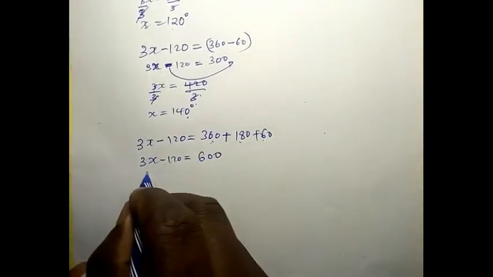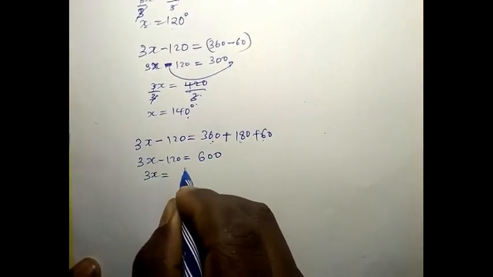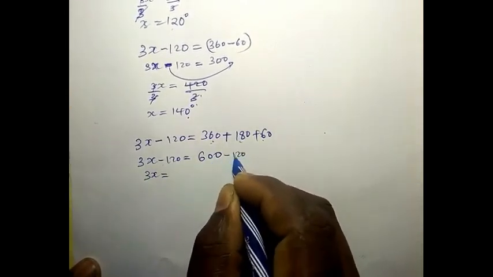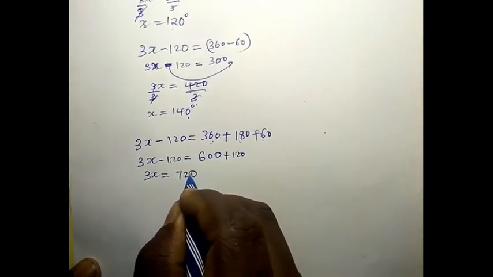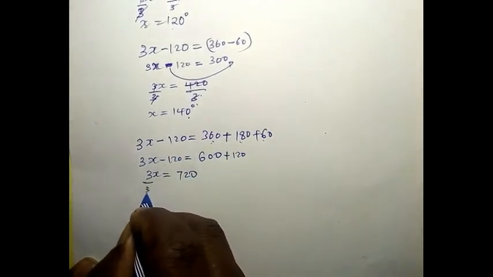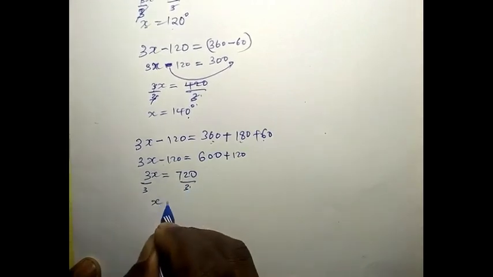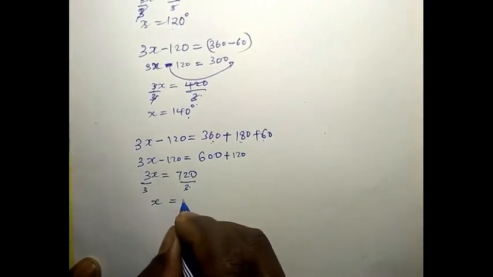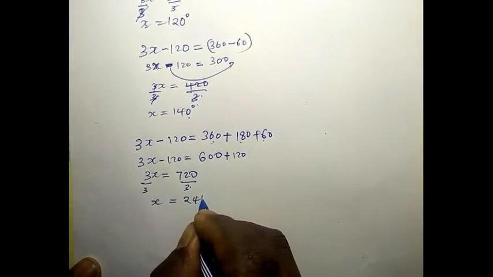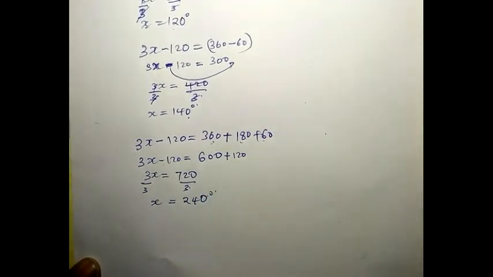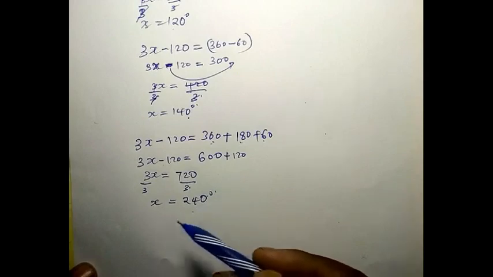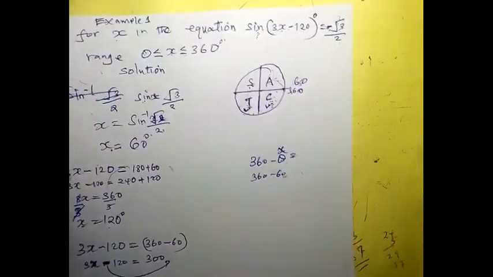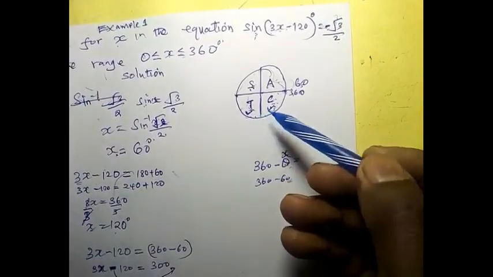So like terms together, 3x equal to, add 120, we have 720, divided by 3, divided by 3. So x will be equal to 240 degrees. Yet we have not reached the maximum, which is 360, so we continue. Now remember, we are at this point, so we are supposed to be here.